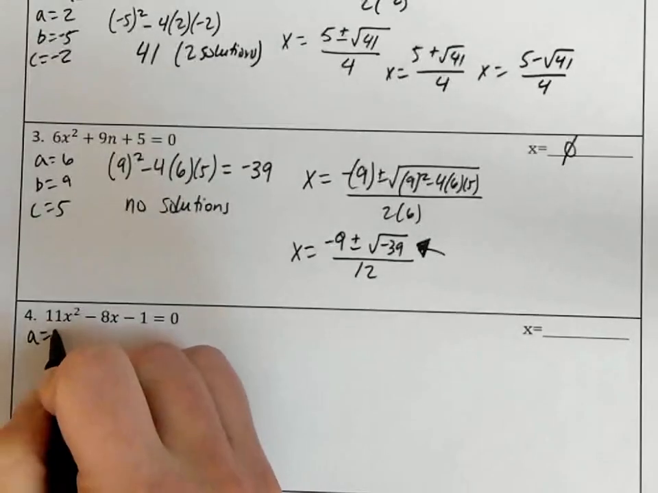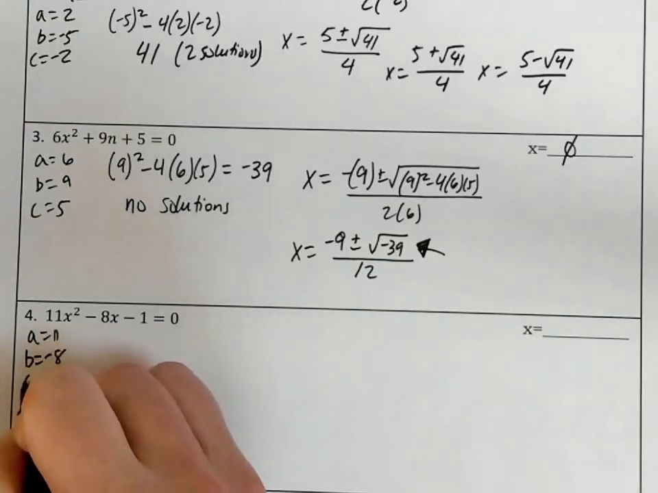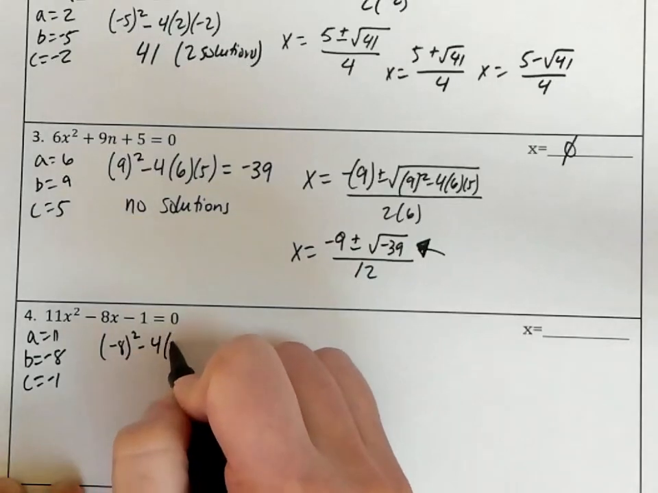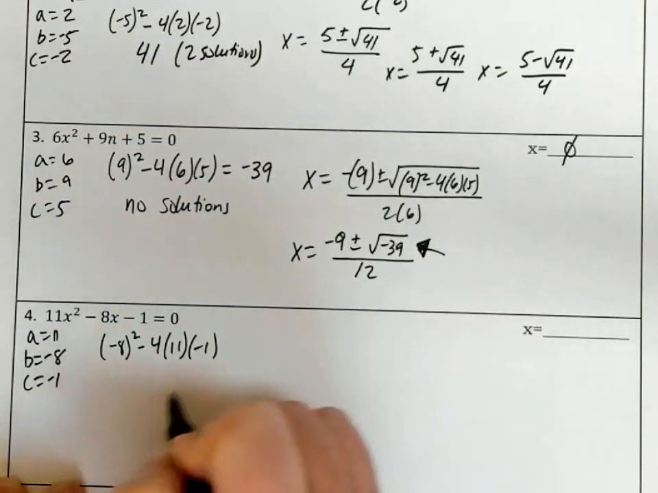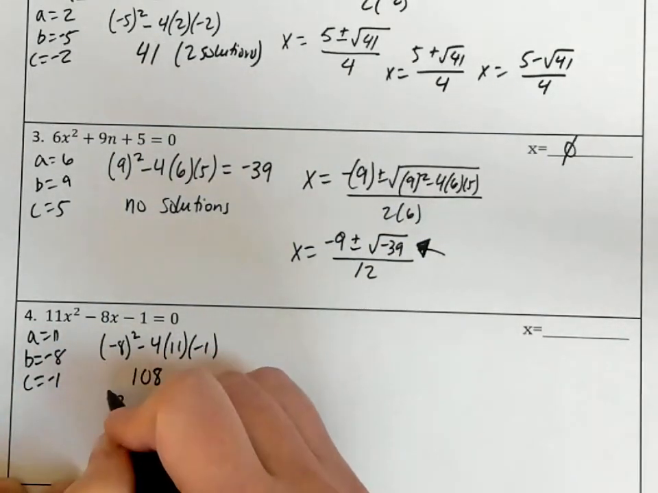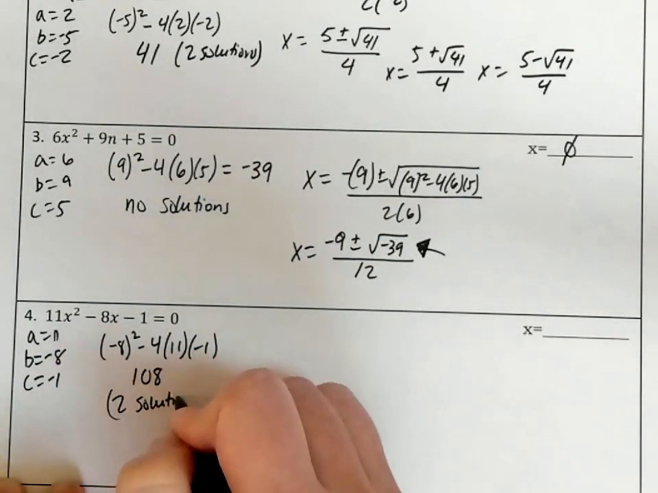So A is 11, B is negative 8, and C is negative 1. So we're going to plug this in. Negative 8 squared minus 4 times 11 times negative 1. We simplify that, we get 108. Any number greater than 0 means that we have 2 solutions here.